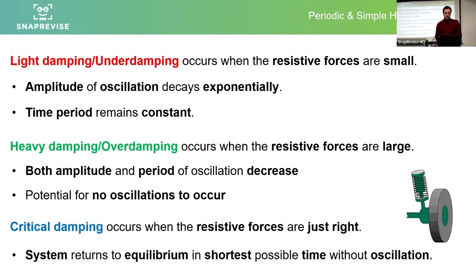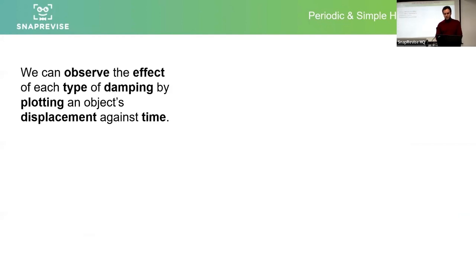Critical damping is the Goldilocks level, just right: the system returns to equilibrium in the shortest time possible without any oscillation. So again, no period.